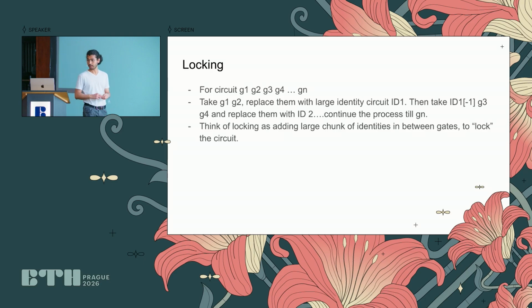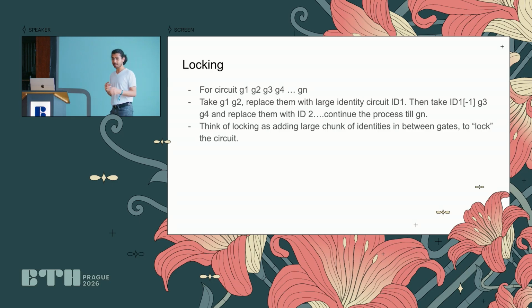So what is locking? Locking takes the circuit. For example, let's just say you have a 5-gate circuit. It takes the first 2 gates and replaces them with a large identity circuit. Identity circuit meaning that it computes nothing, but it just looks like a large chunk. So it takes the first 2 gates, replaces them with a large identity circuit, and then does this repeatedly for each pair of gates until it reaches the end. You can think of it as we have taken the computation of the circuit and introduced redundant blocks within this circuit which you cannot compress, and hence we have locked the circuit.